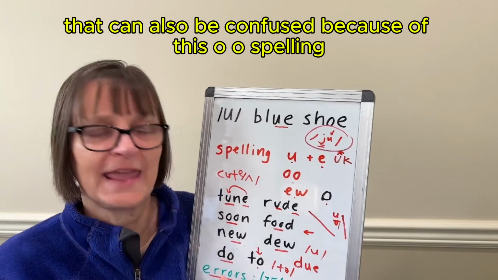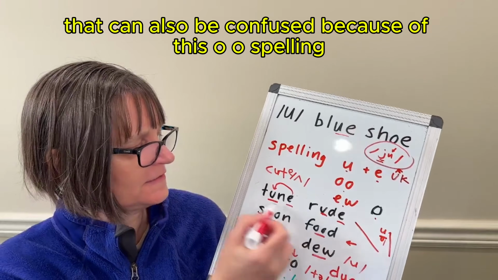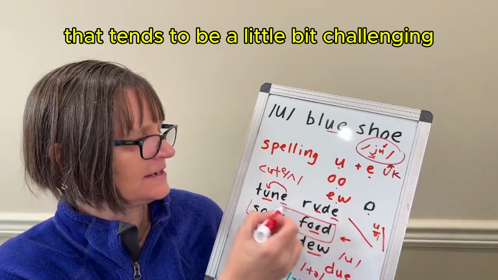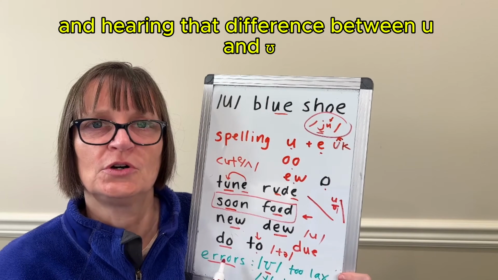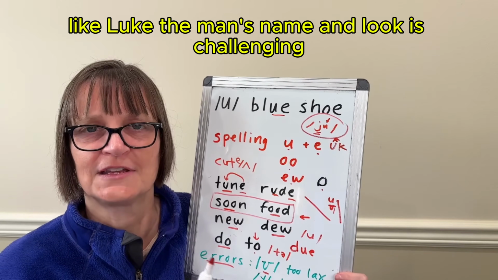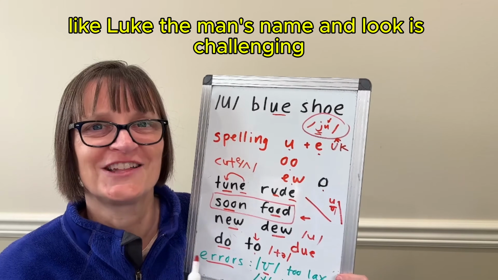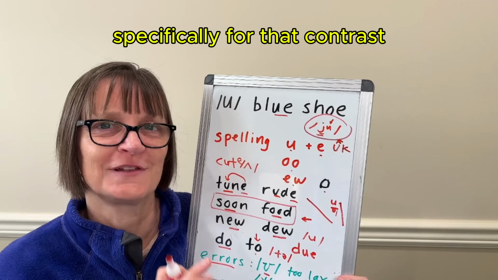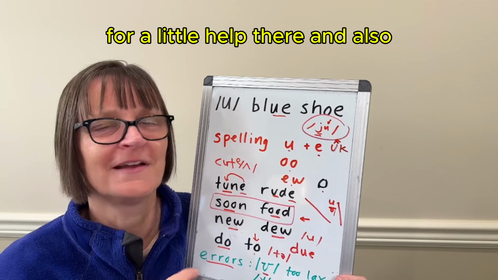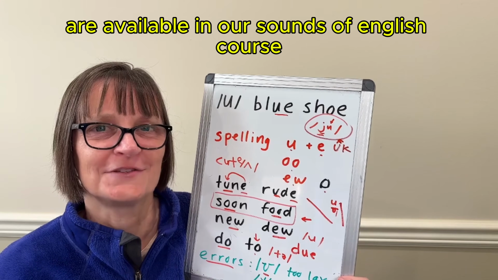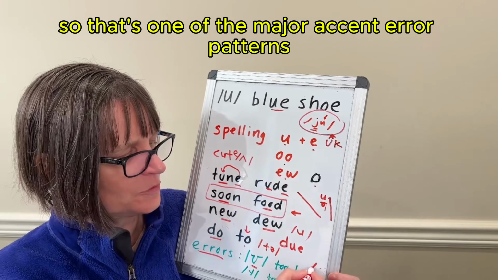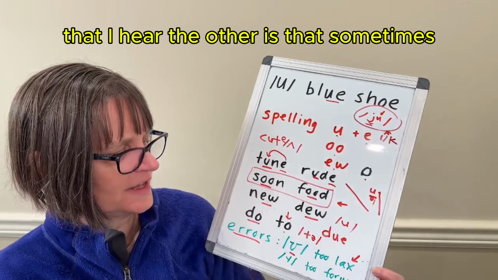That can also be confused because of this OO spelling. That tends to be a little bit challenging, and hearing that difference between oo and the other vowel, like Luke, the man's name, and look, is challenging. You can check out our video specifically for that contrast for a little help there, and also practice materials for that are available in our Sounds of English course. So that's one of the major accent error patterns that I hear.